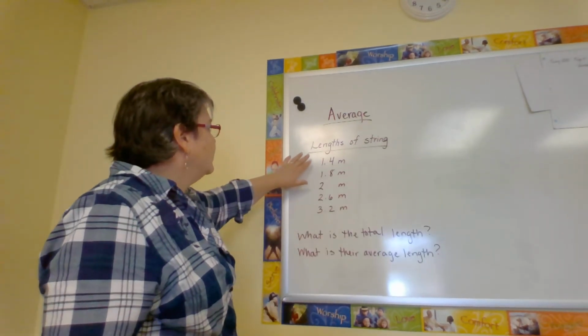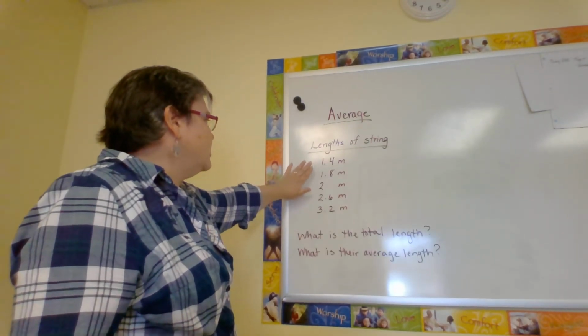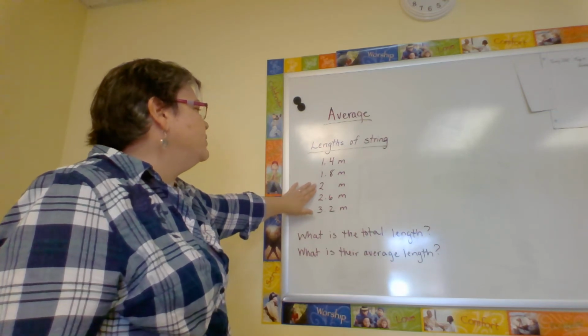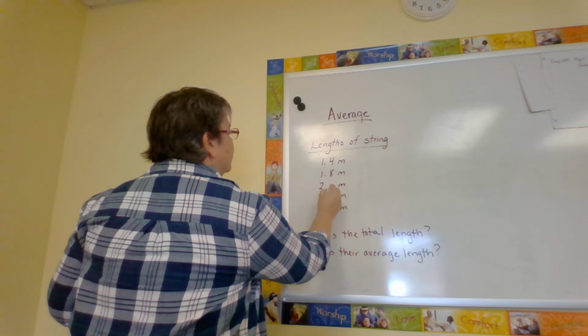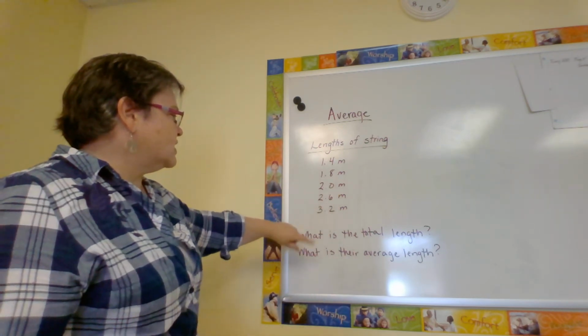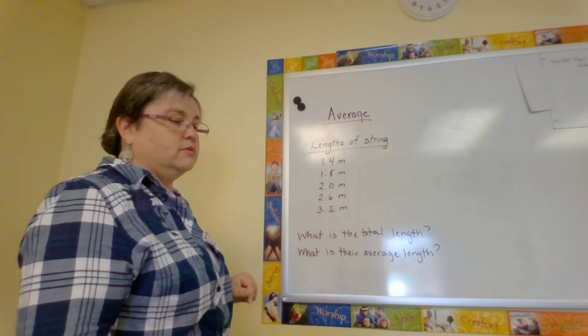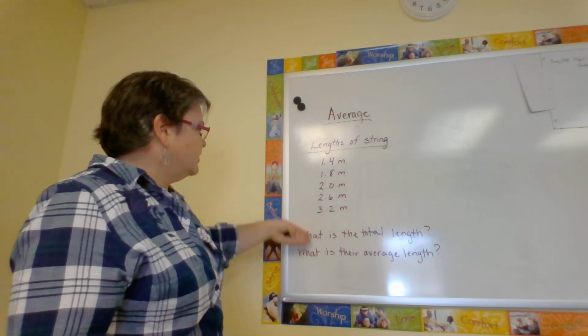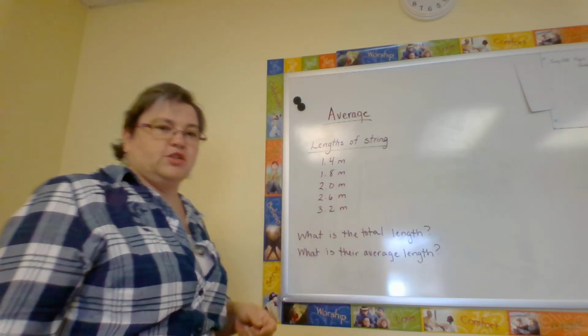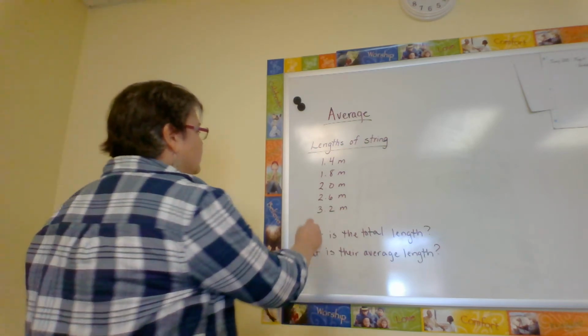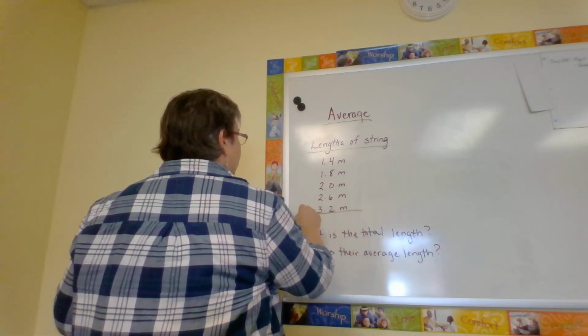So we have lengths of string: 1.4 meters, 1.8 meters, 2 meters. This doesn't have a decimal, but remember you have to line up decimals, so give it a decimal. 2.6 meters and 3.2 meters. So we're going to add those up to find the total length, and then we're going to have to divide to find their average. So let me know when you have that total length.